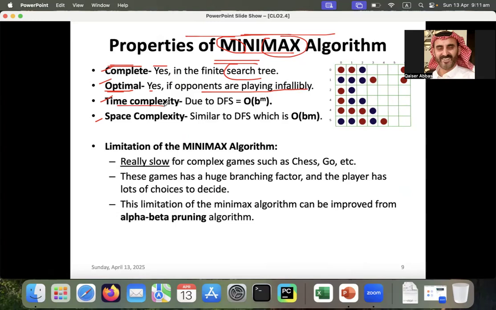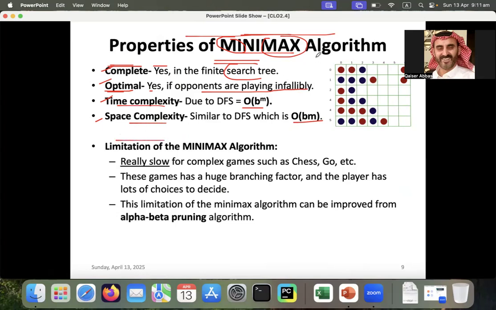Time complexity, because it is depth first search, is order of b raised to the power m. This is the same as DFS, and we discussed this there already. Space complexity, according to DFS, is order of b times m. M is the maximum depth of the search tree, and b is the branching factor of the tree.